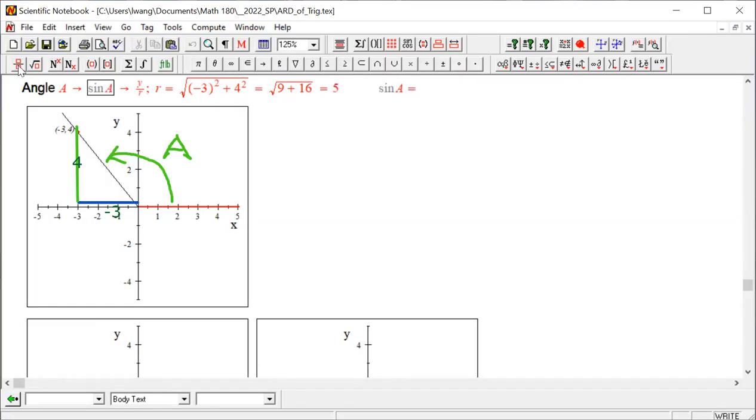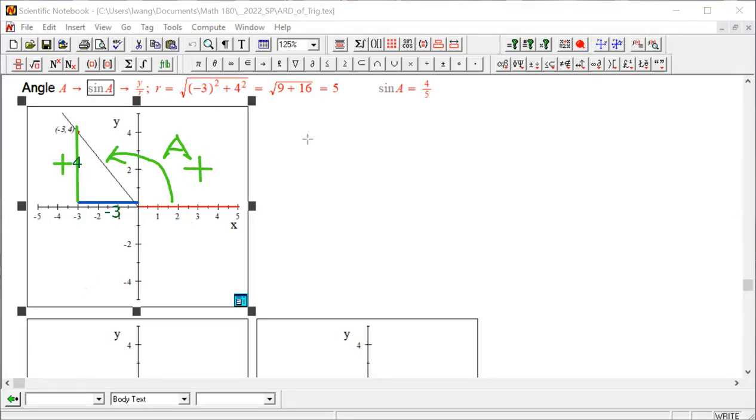Now sine of A is equal to what? It's y over r. Y is 4. R is 5. You can see in both cases, sine is positive because y is positive in the first quadrant. In the first quadrant, y is positive. That's how sine is positive in the first quadrant and second quadrant.